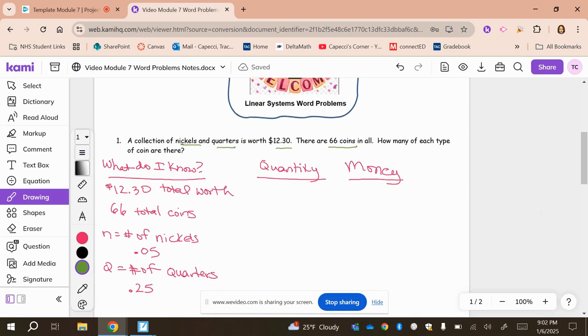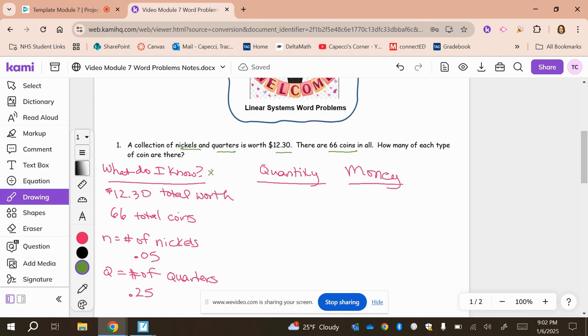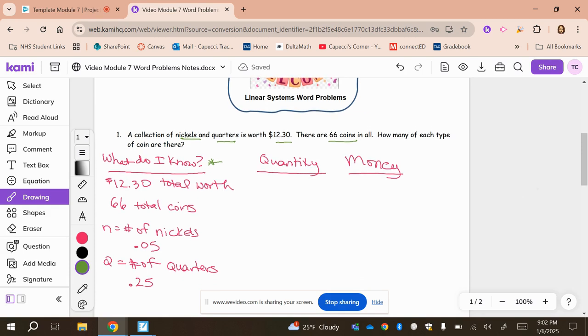What I like to do is list what I know on the left-hand side in a column. It just makes things a little easier than going back and looking at the paragraph of the word problem. So I did this ahead of time. If you want to pause it and work on your own, you're welcome to do that.